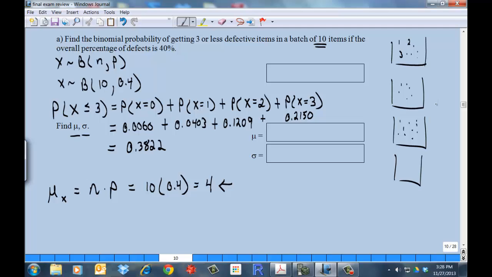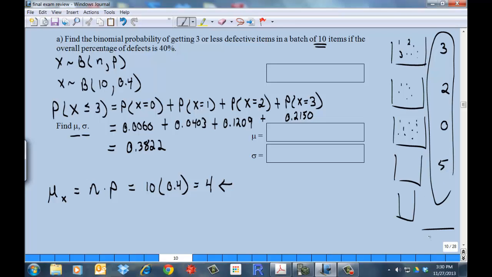defective items on average. So essentially what that means is if we count the number of defective items in this batch, say we get maybe 3 defective items, here we might get 2 defective items, here we get no defective items, here we might get 5 defective items, and so on and so forth. We count the number of defective items in all of our batches. And then if we take the average of all these numbers, we should get an average of 4. And that's what the mean is telling us here.